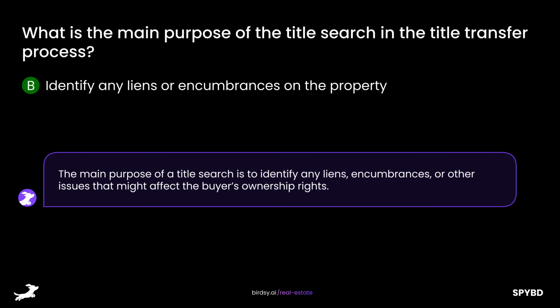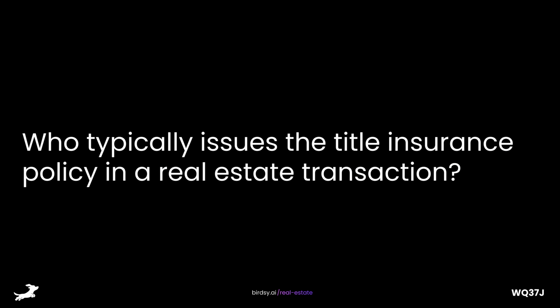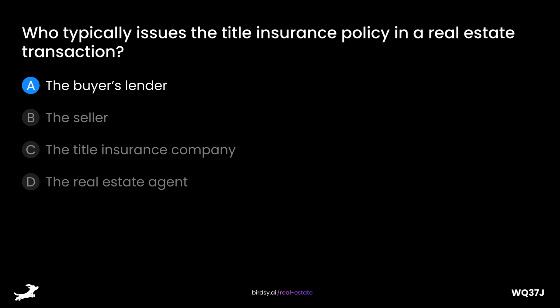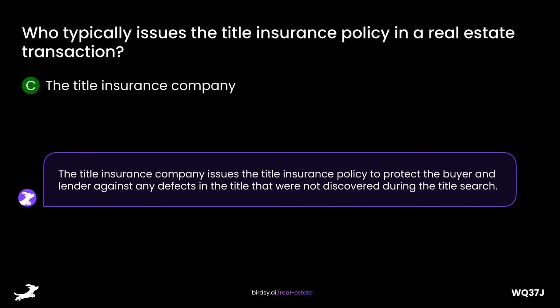buyer's ownership rights. Who typically issues the title insurance policy in a real estate transaction? Is it A, the buyer's lender, B, the seller, C, the title insurance company, or D, the real estate agent? The answer is C, the title insurance company. The title insurance company issues the title insurance policy to protect the buyer and lender against any defects in the title that were not discovered during the title search.